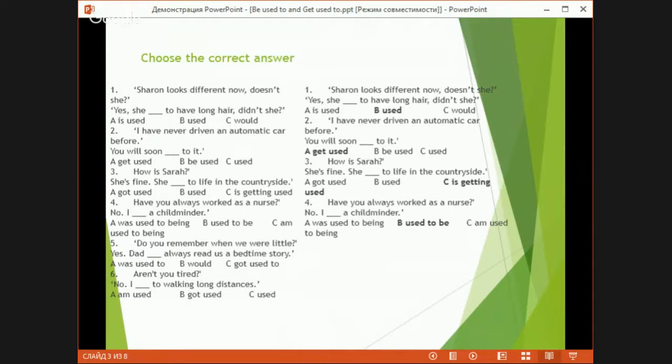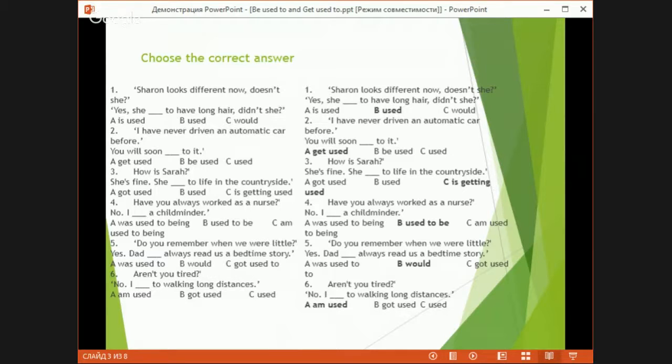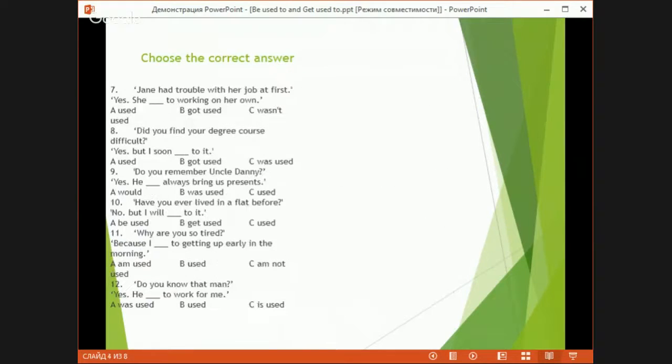Have you always worked as a nurse? No, I used to be a childminder, so used to be in the past. Do you remember when we were little? Yes, Dad would always read us a bedtime story, so it was like a habit. And the last one, aren't you tired? No, I'm used to walking long distances. It's okay for me, it's normal. Let's finish this task.